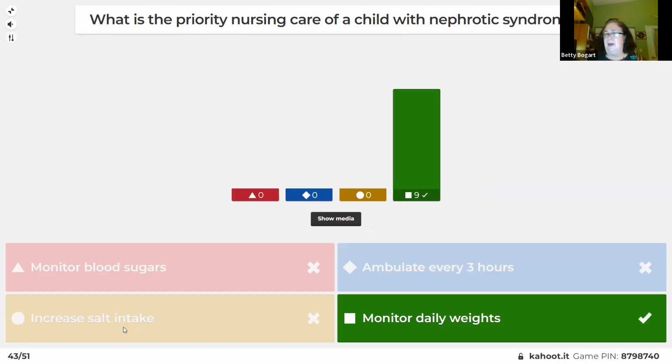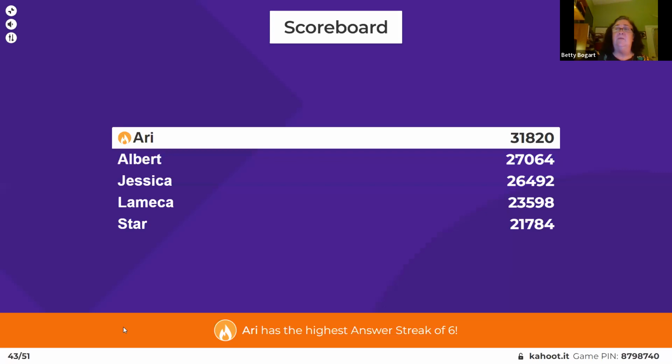And that is I&O and daily weights. Excellent. We're going to see if we're doing something right. The weight should be coming down, get rid of all that extra fluid. Should.